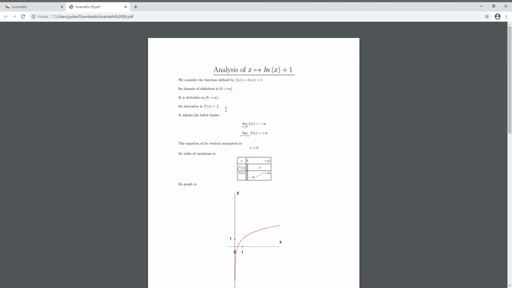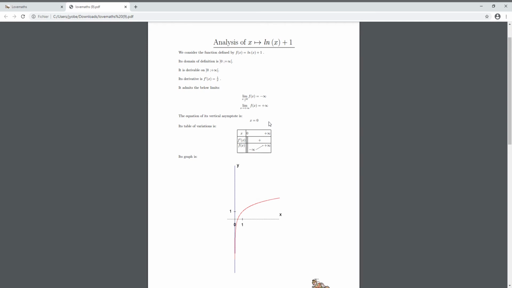First limit is when x is going to 0, the limit is minus infinite, and the second limit is when x is going to plus infinite, the limit of the function is plus infinite. We are also told that the equation of the vertical asymptote of this function is x equals 0. And we have also the table of variation of this function. So we can see that the function is going from minus infinite to plus infinite.